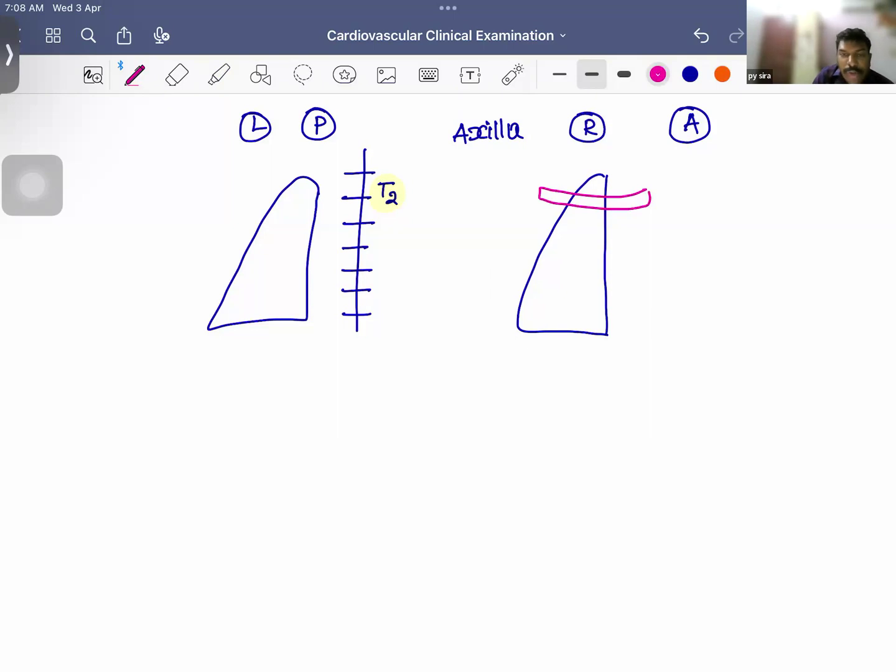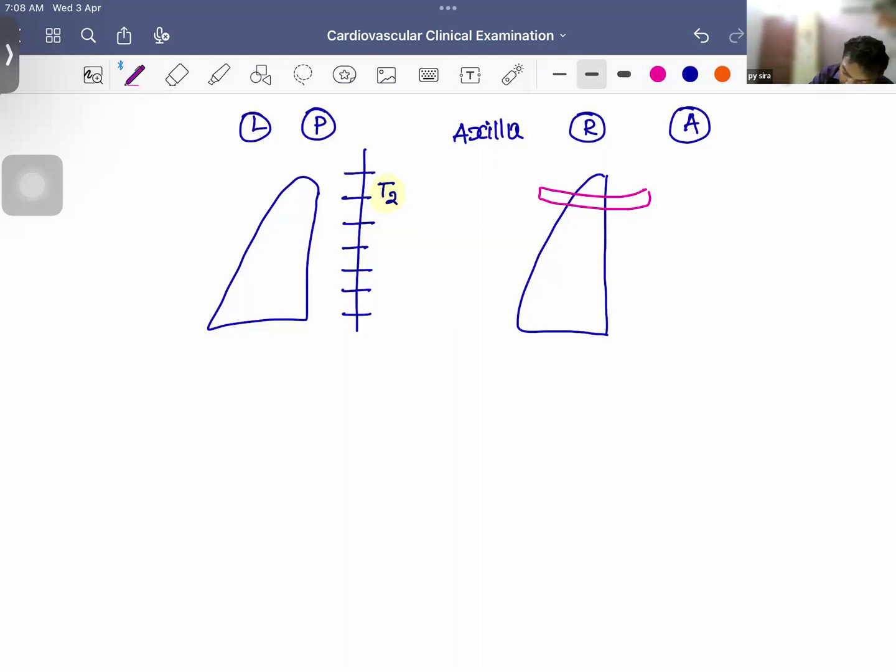Whenever you have your lung in front of you or a patient in front of you, first you are going to tell about the apex. How are you going to tell about the apex? From both sides of your clavicle you are going to draw a line. How are you going to draw a line?